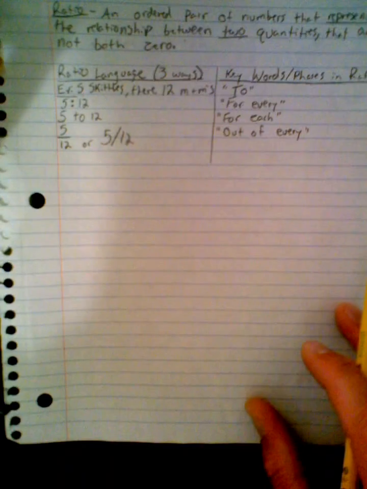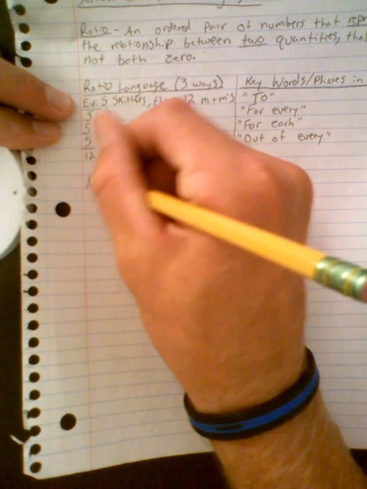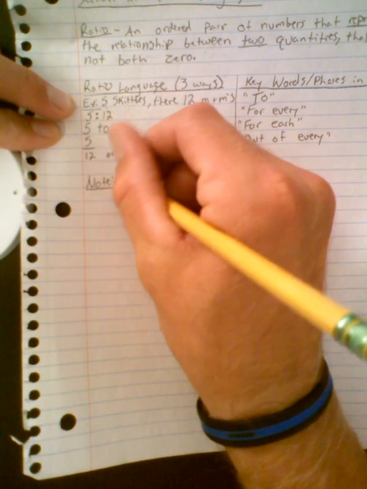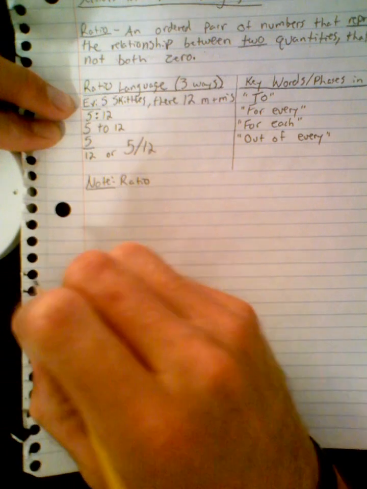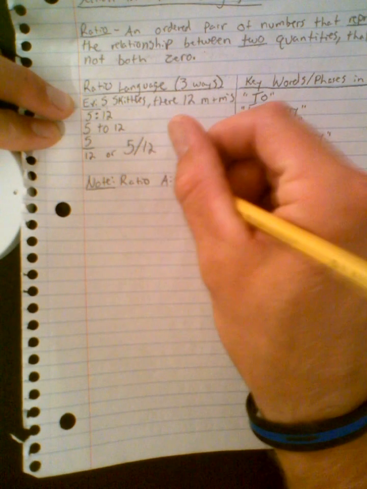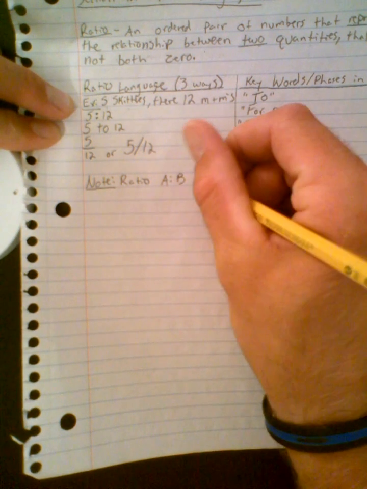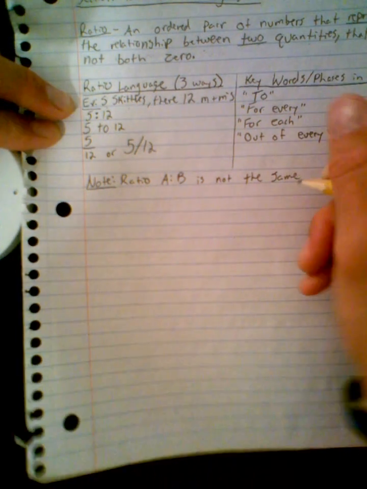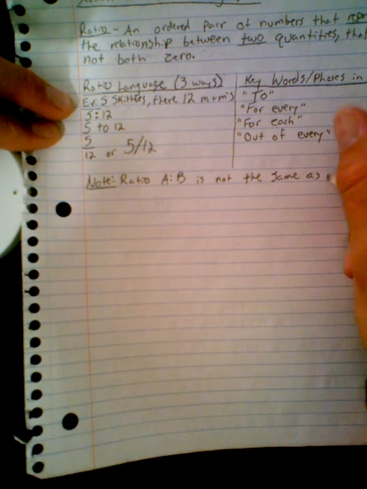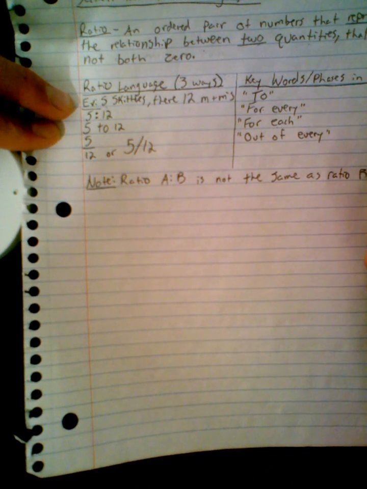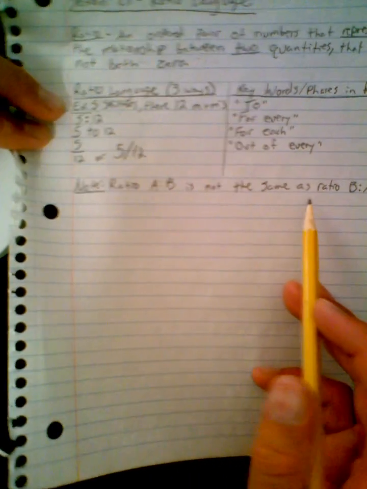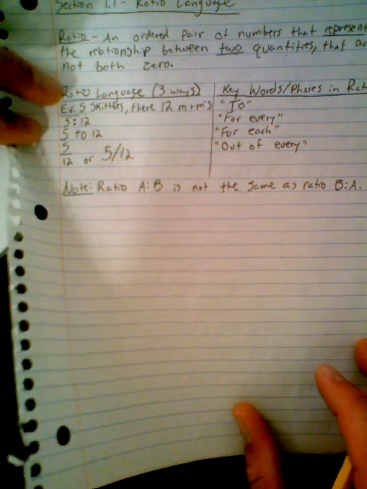Okay? Now go and write note right there. Now note that ratio, and this is important, ratio AB is not the same as ratio BA.